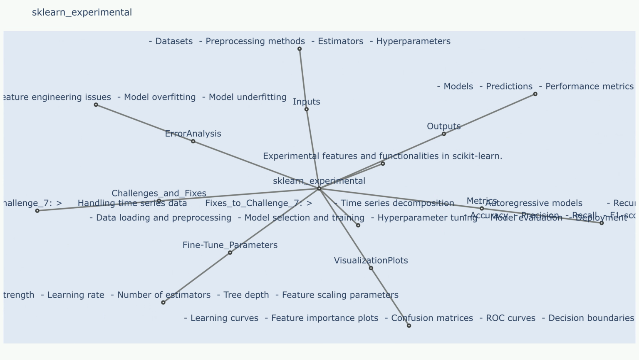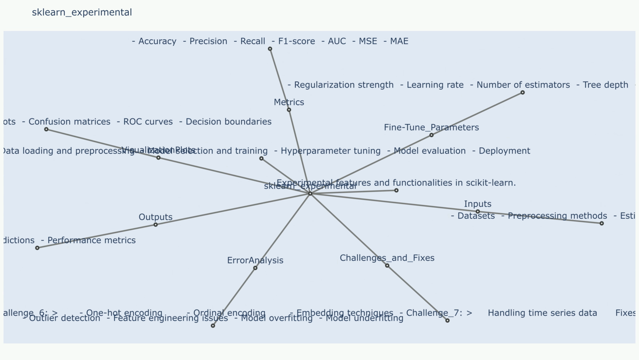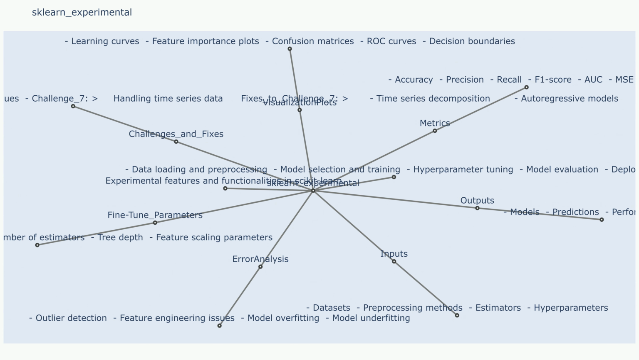Visualization plots. Visualization plot 1. Explain in detail the visualizations that can be used with experimental features depend on the feature and its outputs. For example, you might use a scatter plot to visualize the imputed data from sklearn experimental enable iterative imputer. Visualization plot 2. Explain in detail.